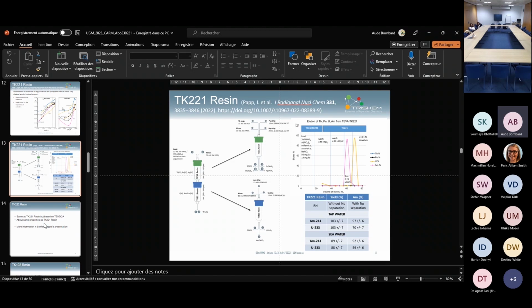On the TK221, what is very interesting is that after a wash at 4 M HCl with HF, to make sure that if any traces of thorium have followed, they are gone, and same for neptunium, finally the americium is first eluted with 0.25 M HCl, and then the uranium. And here, usually when you use a combination of TEVA and DGA, on the DGA you first elute the uranium and then the americium. On the TK221, it's the reverse. You first elute the americium and then the uranium. And the recoveries for americium and uranium are quite good. So it's a very interesting resin as well for that.